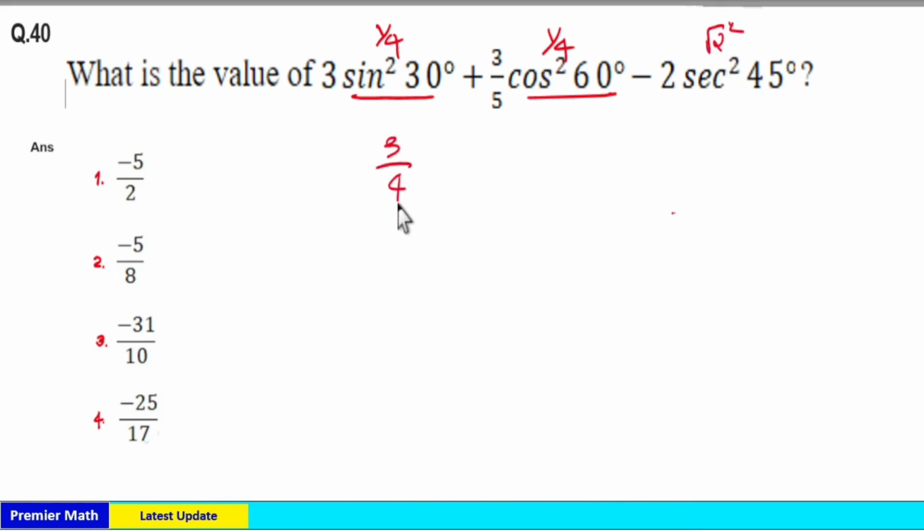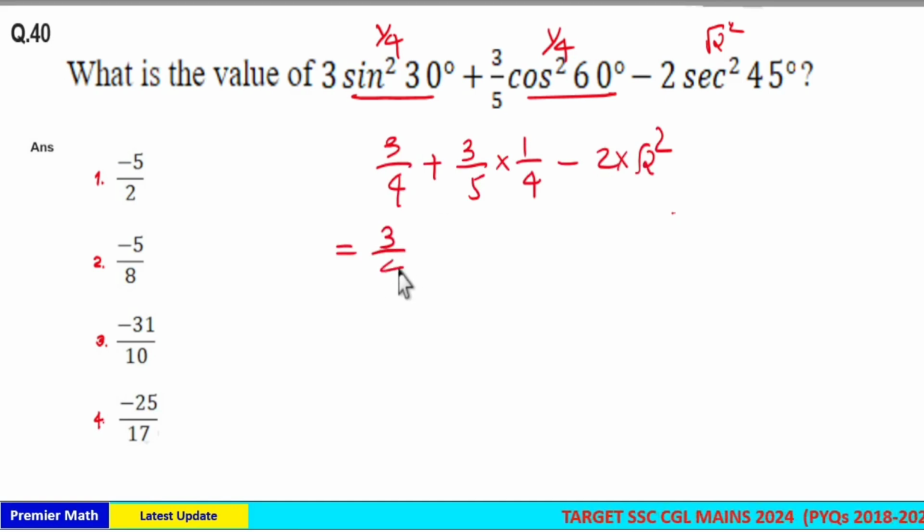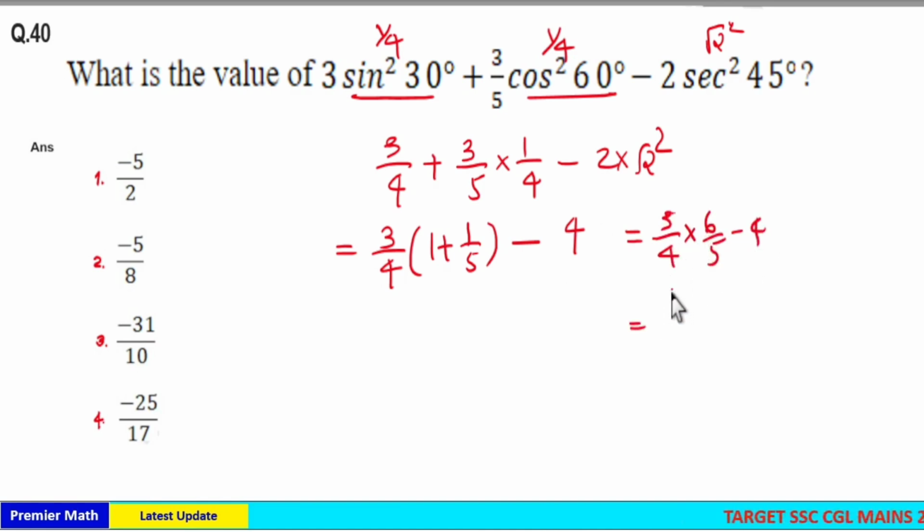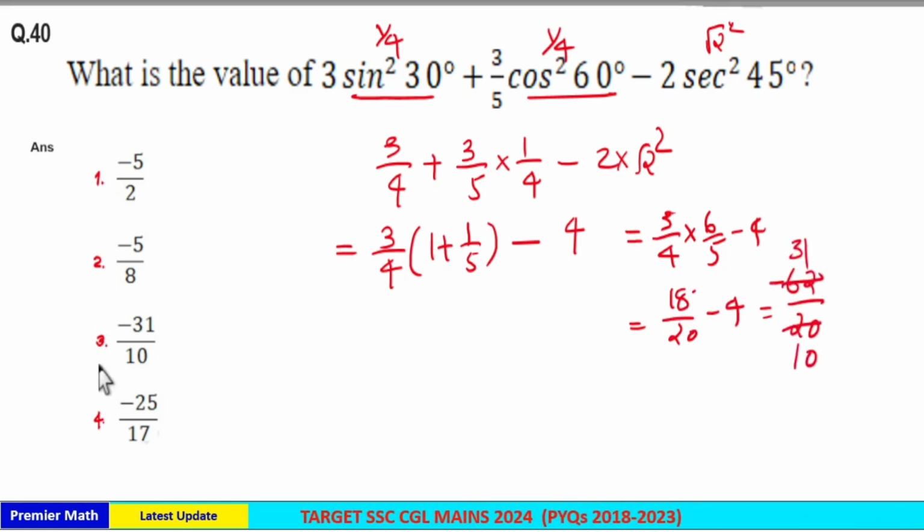Now the value will become 3 by 4 plus 3 by 5 into 1 by 4 minus 2 into root 2 square. This will become, take 3 by 4 outside, then 1 plus 1 by 5 into 3 by 4 minus 2 into root 2 square is equal to 4. This will become 3 by 4 into 6 by 5 minus 4. This is equal to 18 by 20 minus 4, which is equal to 80 minus 18 is equal to 62. So minus 62 divided by 20, means minus 31 by 10. Option 3 is your answer.